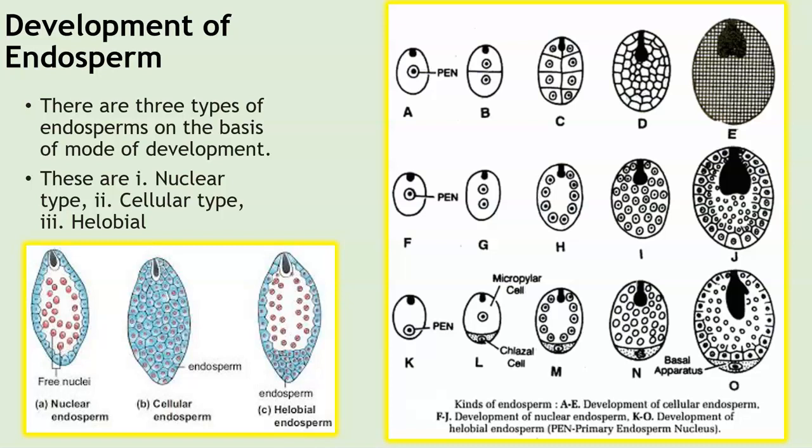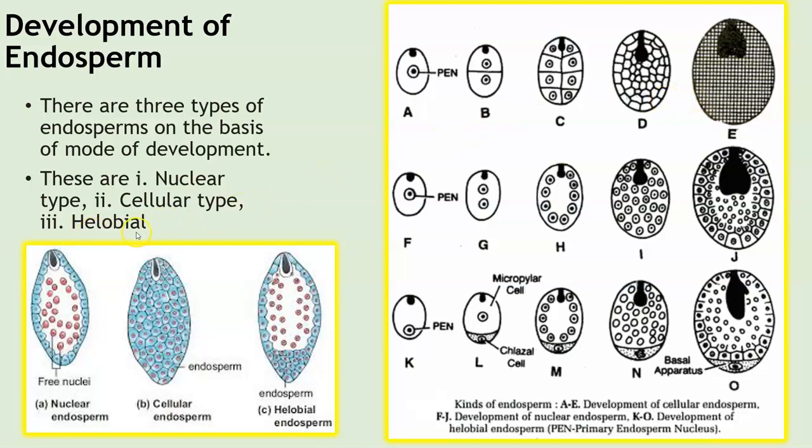It is mostly observed in 72 families of dicot plants. So here you can see that once the nucleus divides, it is immediately followed by wall formation right from the beginning. Have a look at this image here from A to E. These are the stages of cellular endosperm development. You have the nucleus of your primary endosperm that divides into two. Immediately there is a wall formation, and on successive divisions, after every mitotic division, the cell wall is formed immediately. So this type of division is called cellular division.